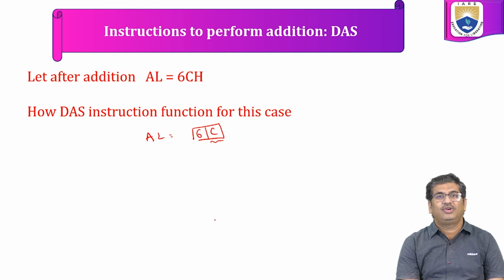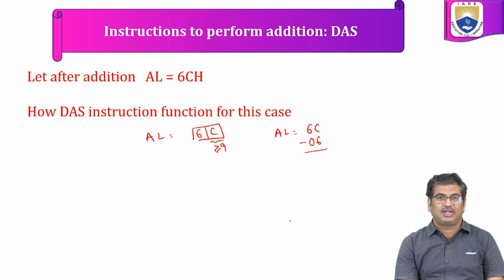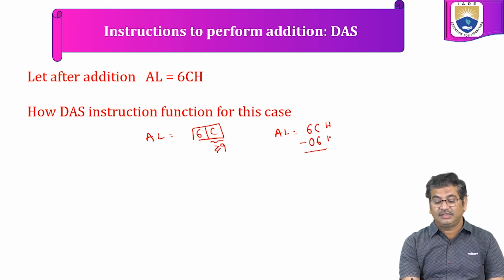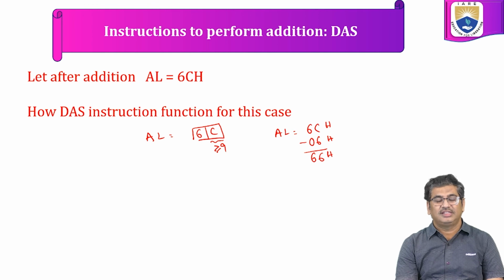First step, we have to examine the lower nibble. In this case, the lower nibble is C, which is not a valid BCD number as it is greater than 9. So we have to subtract 06 from the AL register contents, that is 6CH minus 06. C minus 6: C, equivalent to decimal, is 12. 12 minus 6 is 6. 6 minus 0 is 6. So after this, the AL register content is 66H.